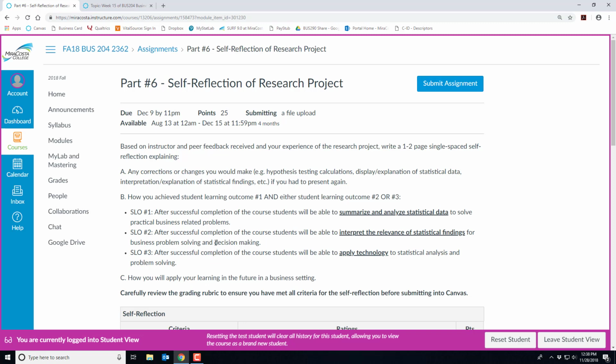You get to pick one to write about, or you can write about both if you feel good. The second student learning outcome is your ability to interpret the relevance of statistical findings for business problem solving and decision making. And student learning outcome 3 is your ability to apply technology, in this case, Excel. In Part C, you need to write about how you will apply what you've learned from this course, from this project, in a future business setting.